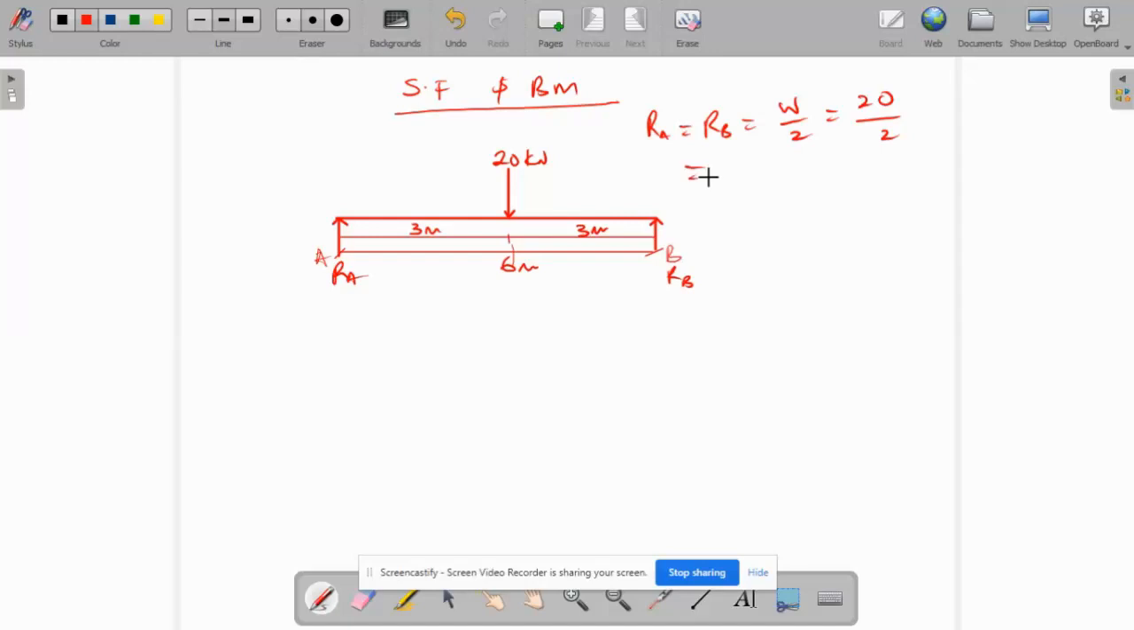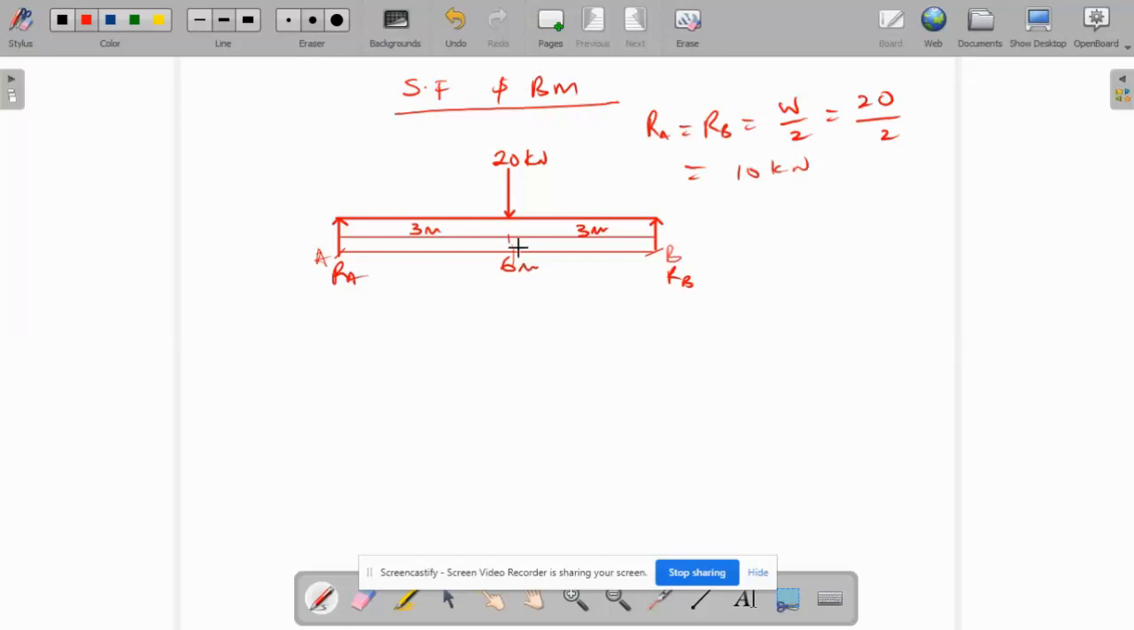So there's no need of wasting our time determining the reaction at A or B, because this load will be shared, since the perpendicular distances are equal, it is at the center. It is not eccentrically loaded, it is loaded at the center, symmetrically loaded. So it is going to be 20 over 2, which is 10 kilonewton.